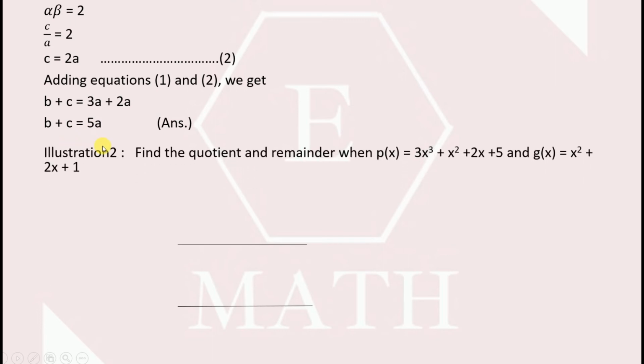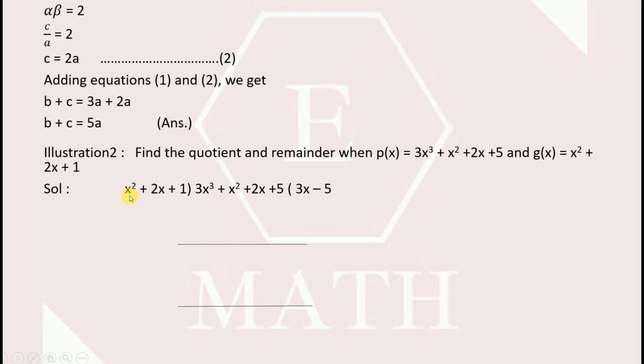Now let's go to the last section, section 2. It says find the quotient and remainder. Find the quotient and remainder when p of x is equal to 3x cube plus x square plus 2x plus 5 and g of x is equal to x square plus 2x plus 1, when p of x is divided by g of x. So we'll have to divide like this.